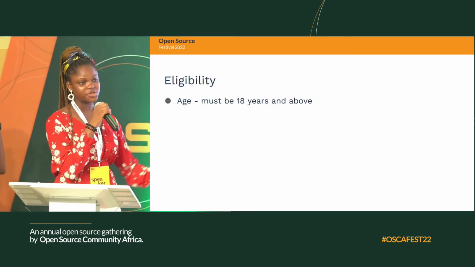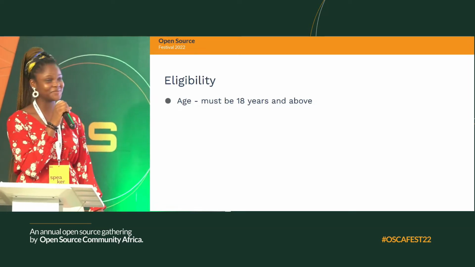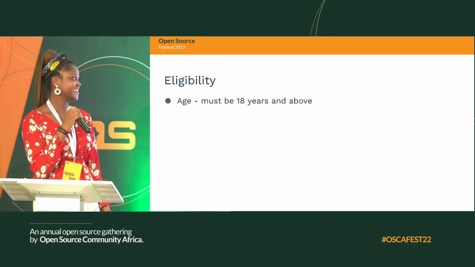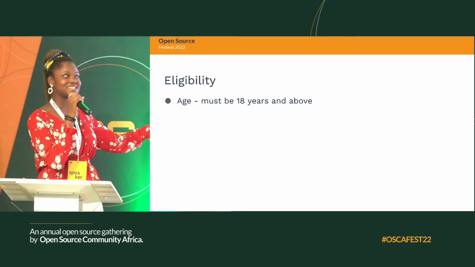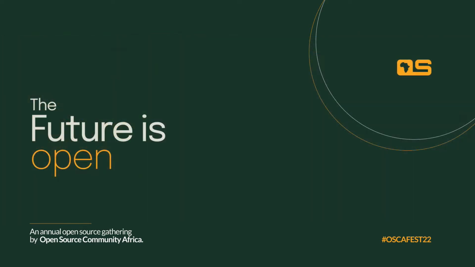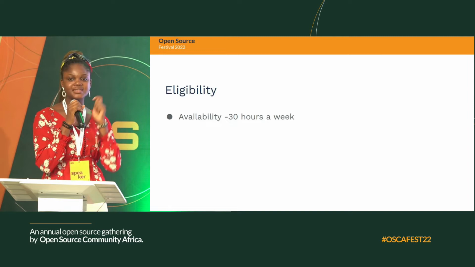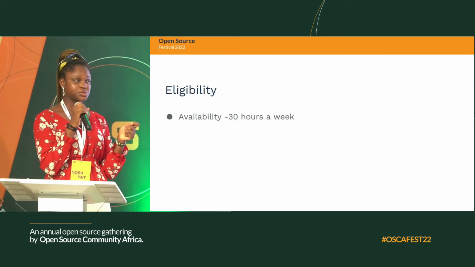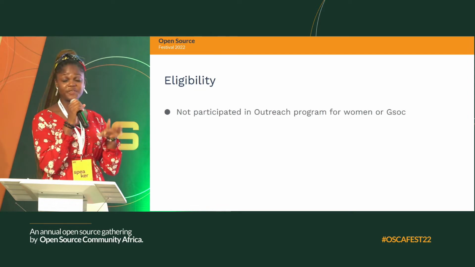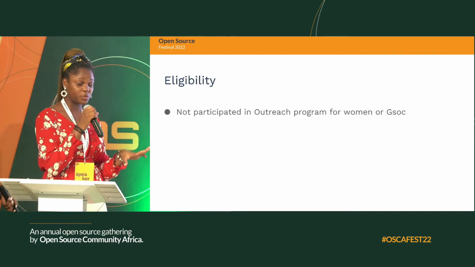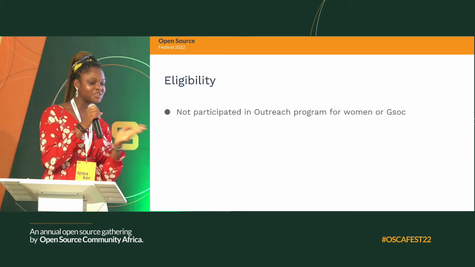The first thing to look out for is your age. I'm sure most of us here are above 18 years old, so I'm sure most of us can participate. So to participate in the Outreachy, you must be 18 years and above. Another thing is availability to work. Outreachy requires that you give in 30 hours a week to be able to contribute to whatever project you are working on. And every feedback form you fill will actually request to know whether you're actually giving in your 30 hours or not. So it's not something you can play by.